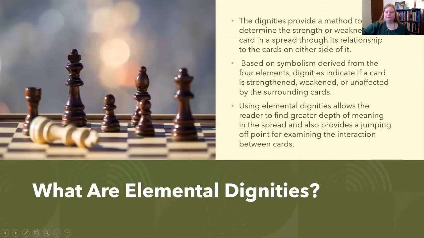The dignities provide a method to determine the strength or weakness of a card in a spread through its relationship to the cards on either side of it. Based on the symbolism derived from the four elements, the dignities indicate when a card is strengthened, weakened, or unaffected by the surrounding cards. So elemental dignities allows the reader to find greater depth of meaning in a spread by giving more information about not just a card itself, but how it interacts with the cards around it.